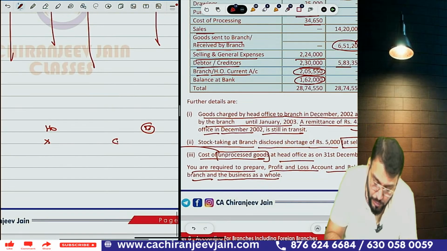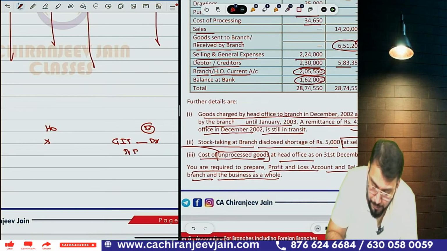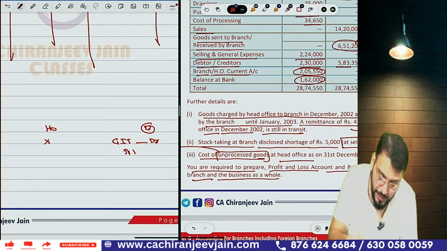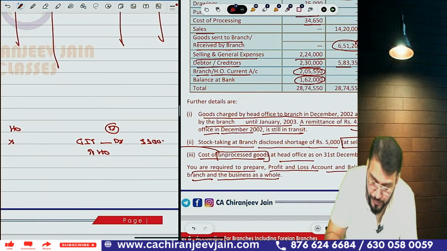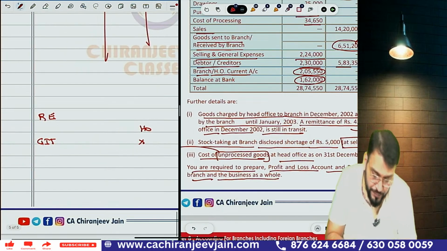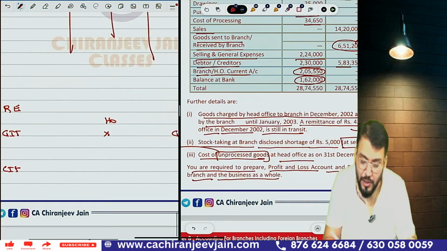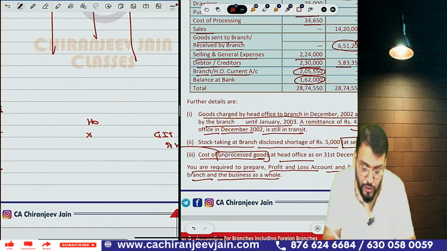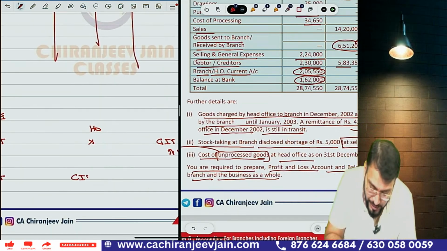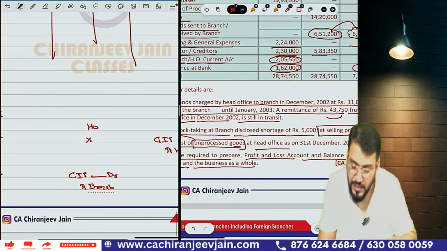So what journal entry will we do? Goods in transit account debit, to HO. What is the amount? 11,000. Have you understood this point? And then there is cash in transit. Because that is not yet received by head office, we will pass the cash in transit journal entry in the books of head office. Cash in transit account debit, to branch, how much? 43,750.